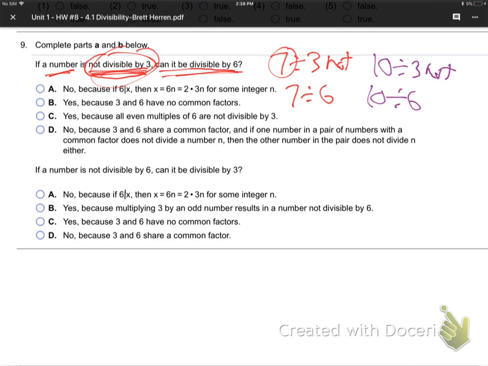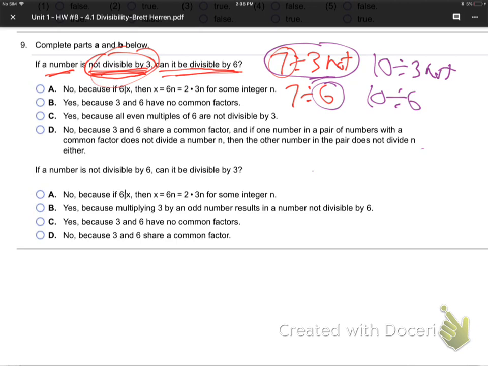No. How about if we pick a number that is divisible by 3? What would be a number that is? Like 12, 18. Those are all divisible by 3, right? So wait, I'm just confusing myself. That didn't help. Anyway, do you see, if it's not divisible by 3, can it be divided by 6? Do you feel a little more comfortable with the answer now? What's the answer?